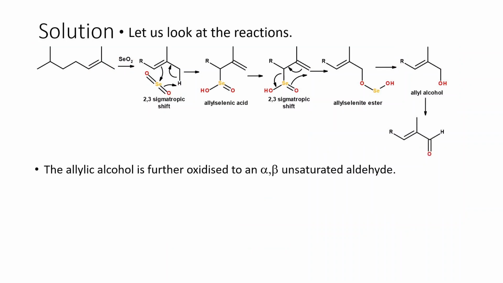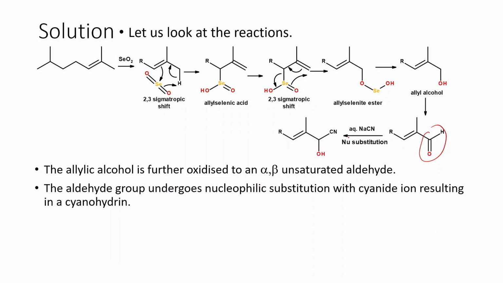The next step is the oxidation under the reaction condition. It is getting converted to the corresponding aldehydic unit. So once the alpha beta unsaturated system is formed, the next reaction is reaction with aqueous sodium cyanide. So this basically undergoes a nucleophilic substitution reaction on the aldehydic carbon. So we end up with a cyanohydrin derivative that is formed.